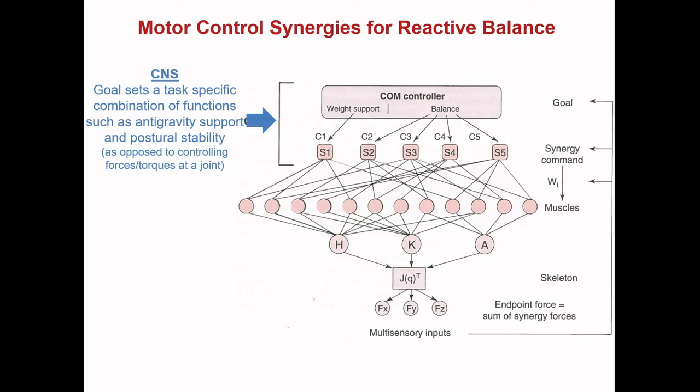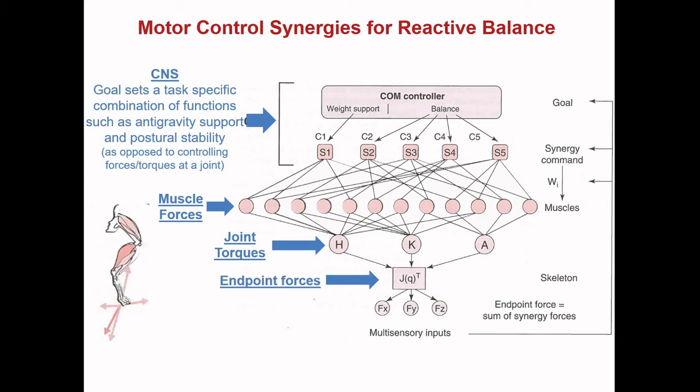In the diagram, we can see that the abstract sub-goal of weight support is connected to synergy 1, and that synergy 1 is in turn connected to multiple muscles. We also see that the sub-goal of balance is connected to synergies 2, 3, 4, and 5. Notice in this diagram that each muscle can receive inputs from multiple synergies. The resulting patterns of muscle activation generate joint torques at the hip, the knee, and the ankle. These torques in turn generate endpoint forces. Endpoint forces refer to the forces that each foot is exerting on the ground.